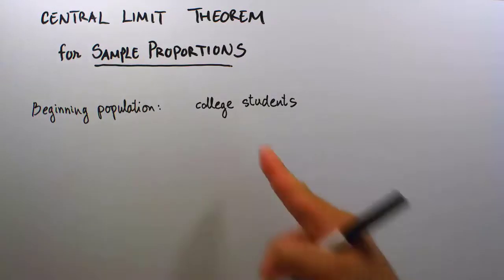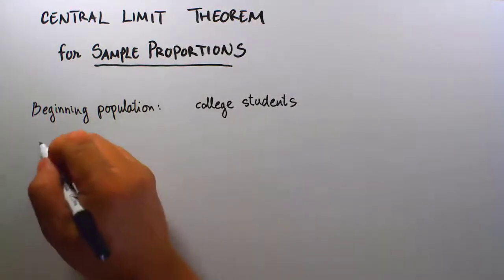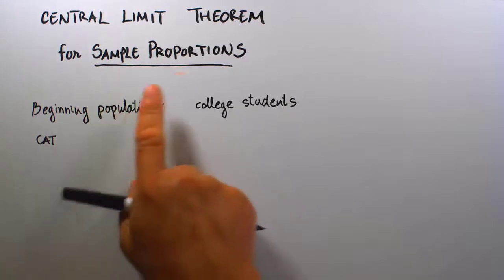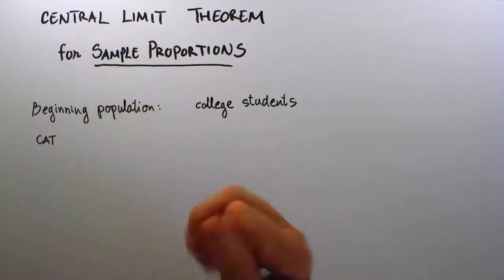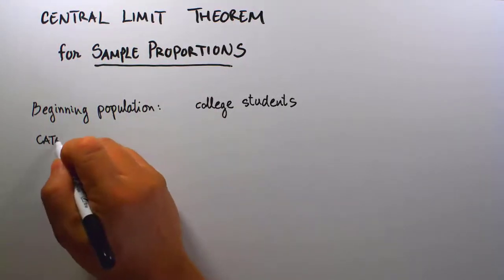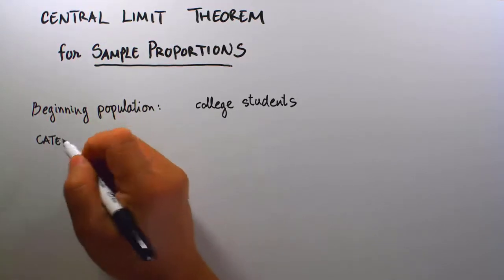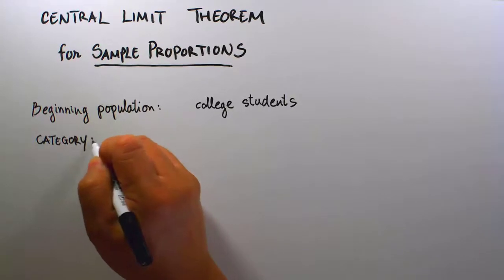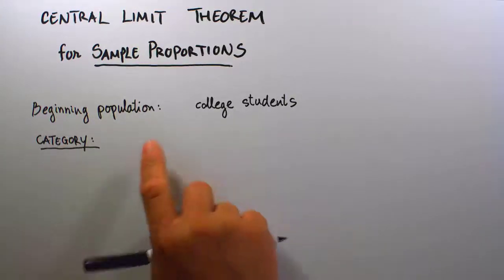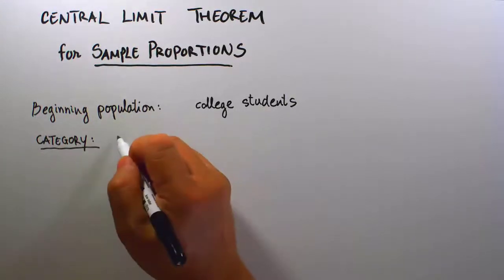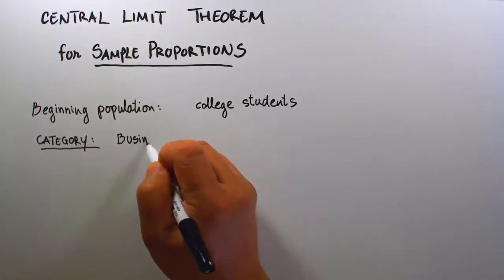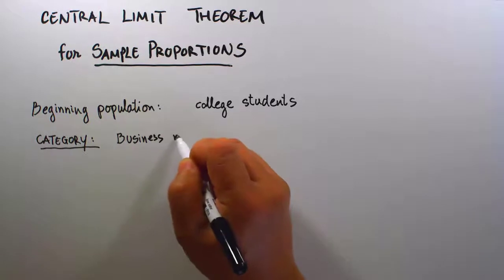And then in this beginning population, we're looking for a category. Because the idea now is that in order to have a proportion, in order to measure a proportion, we need to set up a category. We need to know what category we're looking for. So the category that we're looking for in our beginning population here is business major.